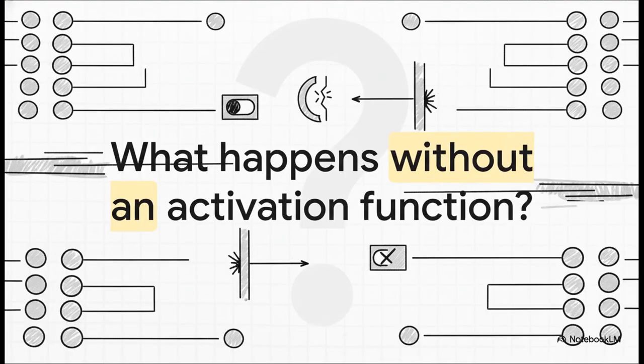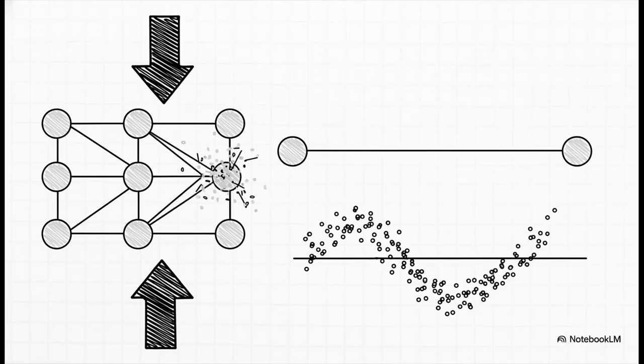So let's do a little thought experiment. What if we built this huge, deep neural network with all its fancy layers, but we forgot to add this one crucial part? What would actually happen? Well, it would be a disaster. The whole thing would just collapse. Mathematically speaking, that whole deep network would basically become the same as one single simple linear model. And that means it could only learn straight lines. And let's be honest, the real world, with all its interesting, messy patterns, is definitely not a straight line.